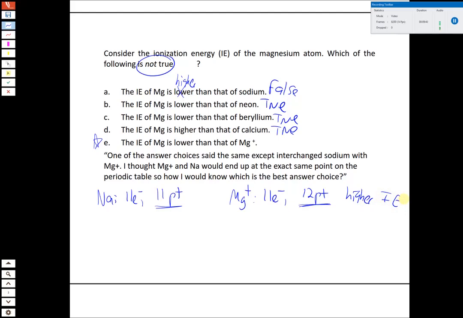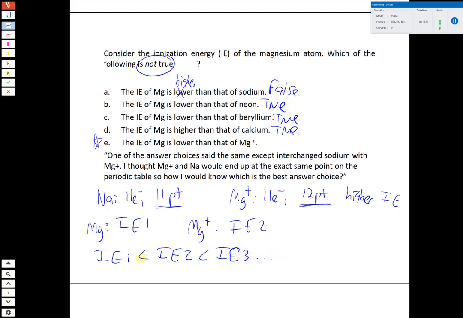So whenever we compare species that have the same number of electrons like these do, the one that has more protons has higher ionization energies. Now that doesn't necessarily answer this question though, because here we're looking at just magnesium neutral to magnesium plus. So for magnesium, the ionization energy would be the first ionization energy. And then for magnesium plus, we're removing another electron, so that's technically the second ionization energy of magnesium. And so for any given element, the first ionization energy is the smallest, and then the second, and then the third, and so on.